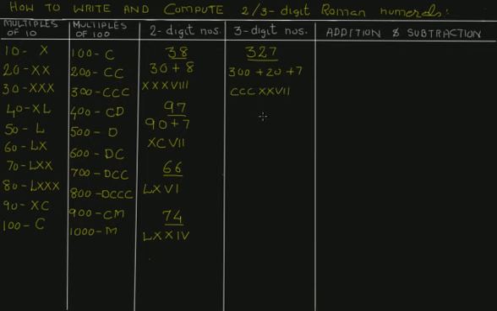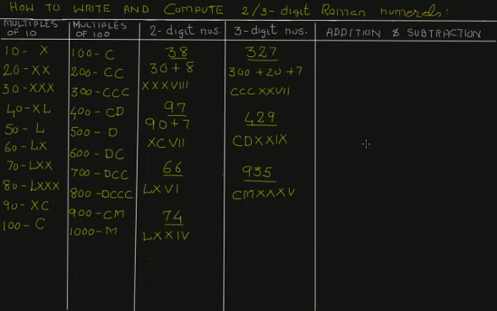Isn't that cool? What about a 429? So how do you write a 400? Yes, 500 minus 100, this is 400. 20 would be XX. 9 would be, yes. What about 935? How do you write a 900? 1000 minus 100, 900. 30 would be 10, 20, 30, and a 5. Isn't that easy, children?